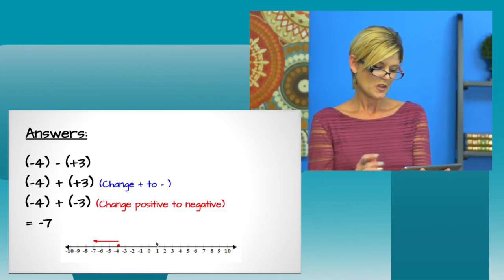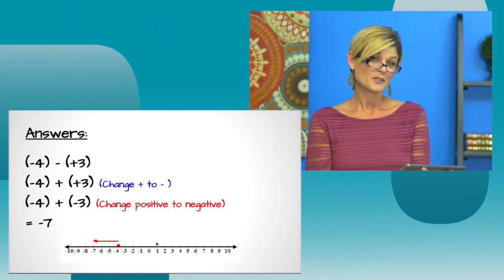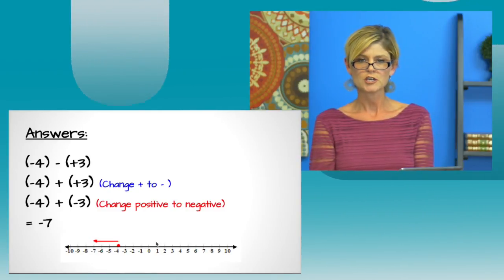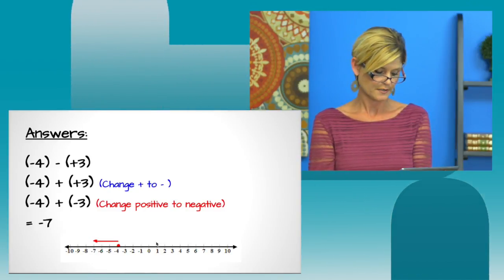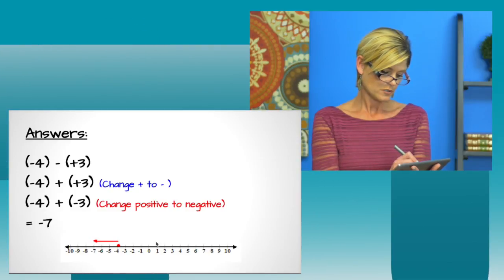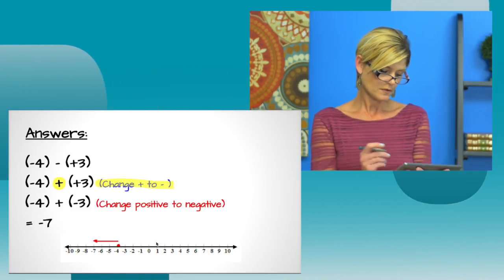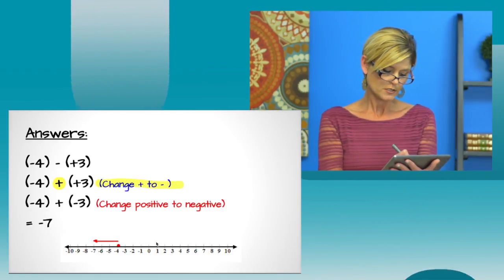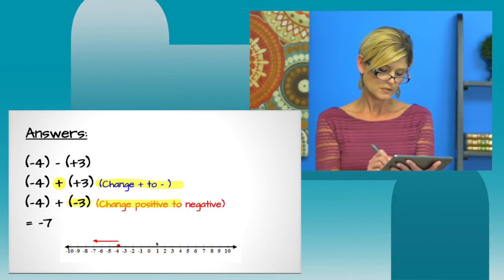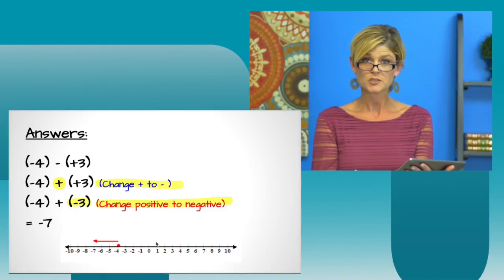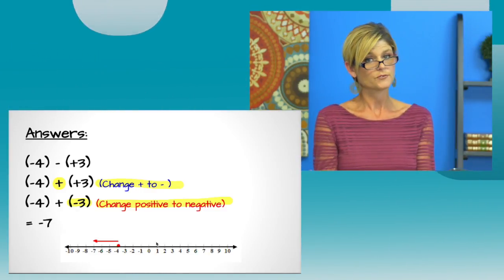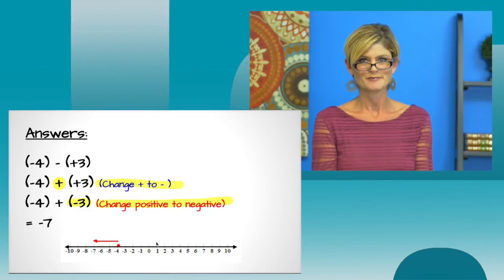How'd you do? Did you remember all the steps? The first step we discussed several times is we change our subtraction sign to an addition sign. Did you remember that one? The next step is to change the sign of the second number to its opposite. In this case, we change our positive 3 to a negative 3, and then we simply add. Negative 4 plus negative 3 gives us negative 7.